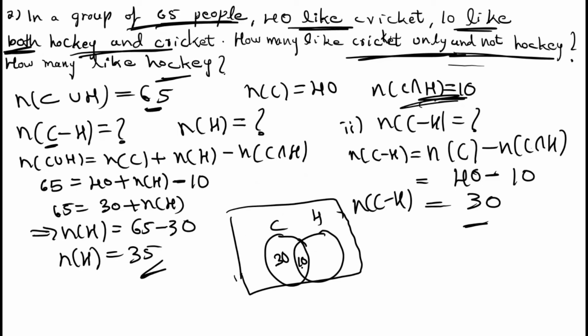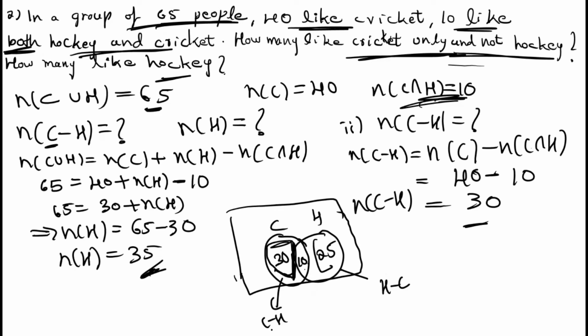25 plus 10, how much do you get? 35. 30 plus 10 gives 40. Now this shaded part is C minus H, and this other part is H minus C. We saw that in the Venn diagram, A minus B and B minus A.